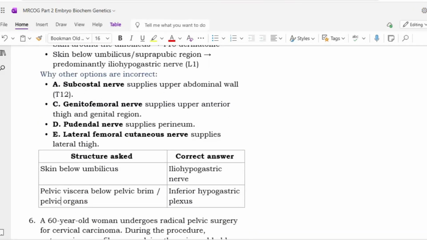Please see what exactly the question is asking, because the question may be about skin over the umbilicus, or the question may be about pelvic viscera below the pelvic brim. If they ask about the pelvic viscera below the pelvic brim, then the answer will be the inferior hypogastric plexus. If they ask about the skin below the umbilicus, it will be the iliohypogastric nerve. So if it is an internal viscera, it is going to be the inferior hypogastric plexus. If it is the skin, it will be the iliohypogastric nerve.